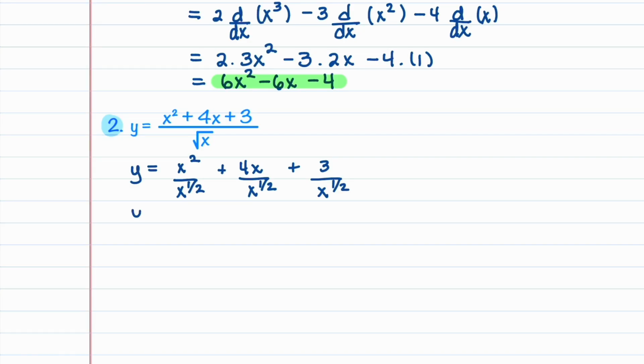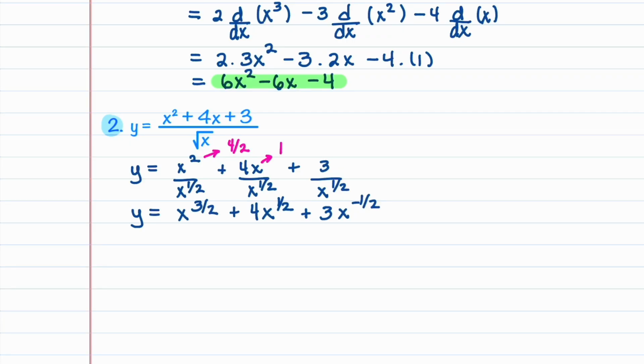Let's now rewrite this. This is y is equal to x to the 3/2. I got that because we can think of 2 as 4 divided by 2, and then we just took 4 and subtracted 1. And then for our next term, we have 4x to the 1/2. This is just 1, and then we subtracted 1/2. And then our last term is 3x to the minus 1/2, just bringing that 1/2 up on top.